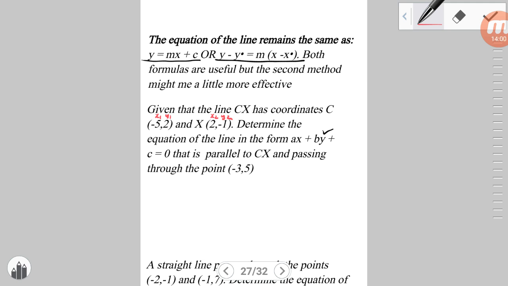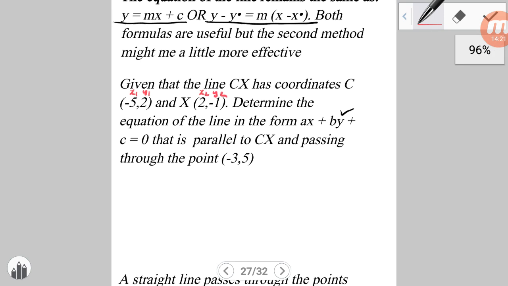But if you feel comfortable using y equals mx plus c, then by all means, you are not going to be instructed as to which formula to use. I just personally believe that the new effective method here, as discussed, gets us to our answer a lot easier. But again, it comes down to personal preference. Let's have a look at some examples here.